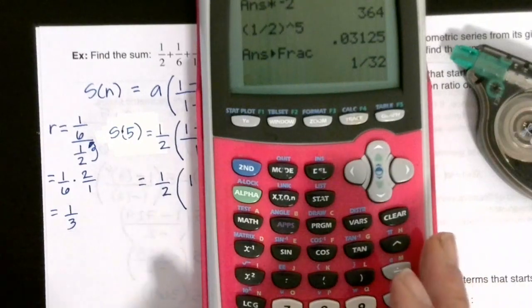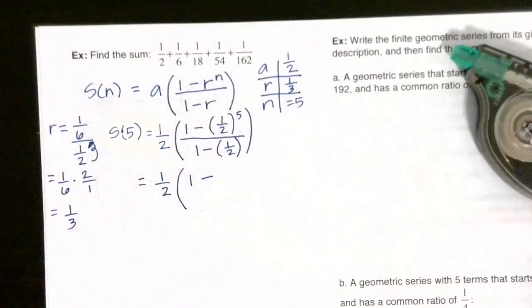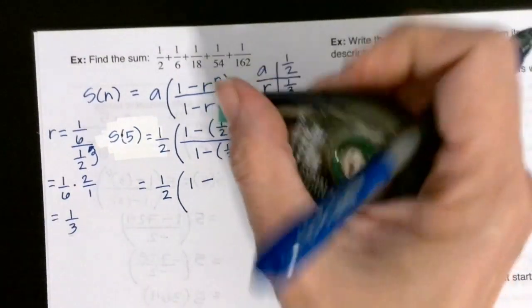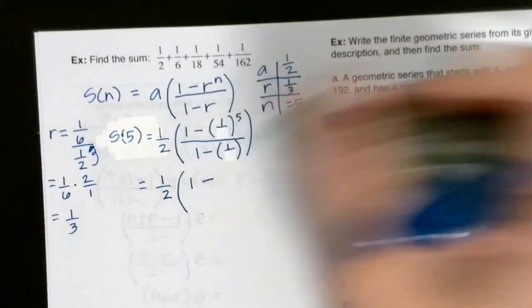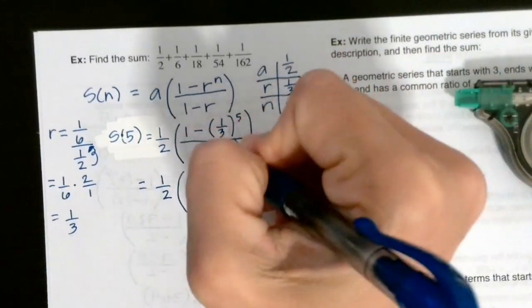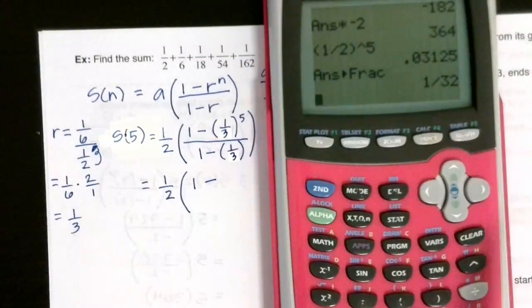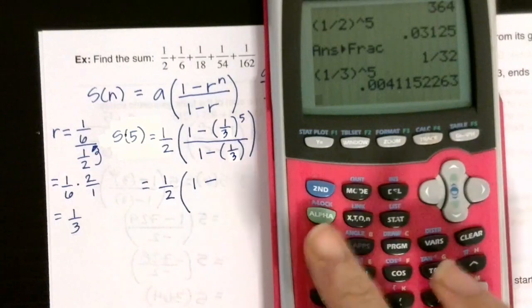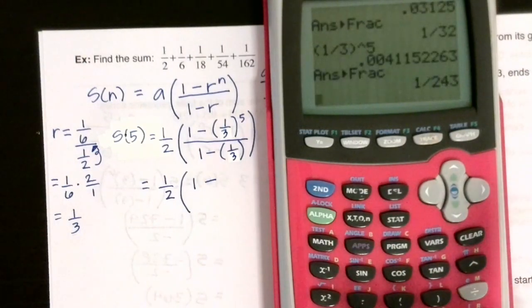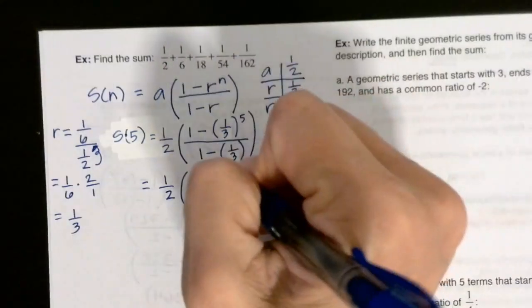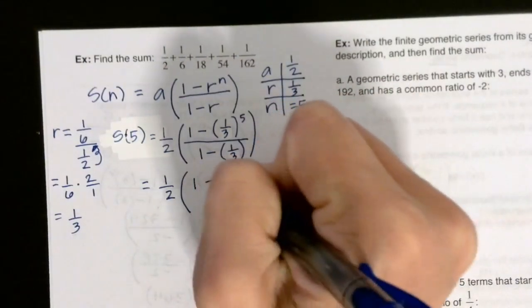Okay, I did something silly. Do you see that? I wrote this as 1/2 instead of 1/3. No worries, we're going to fix that. Back to the calculator. We have 1 divided by 3 raised to the 5th power. We get a decimal, but if we hit math, enter, enter, we get the fraction 1 over 243.